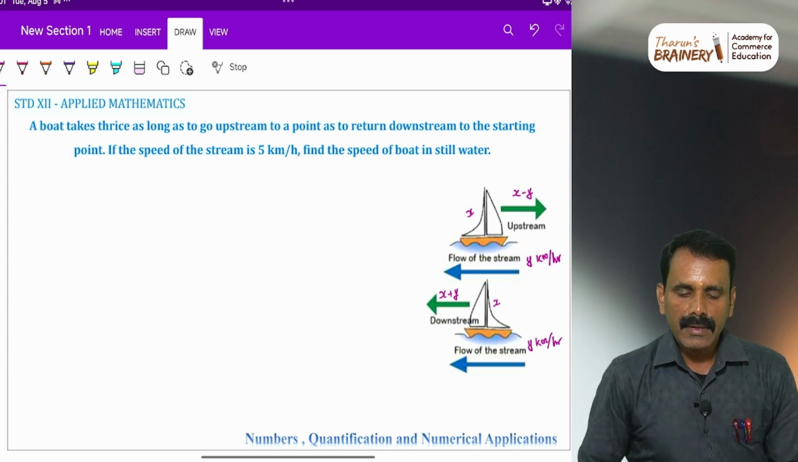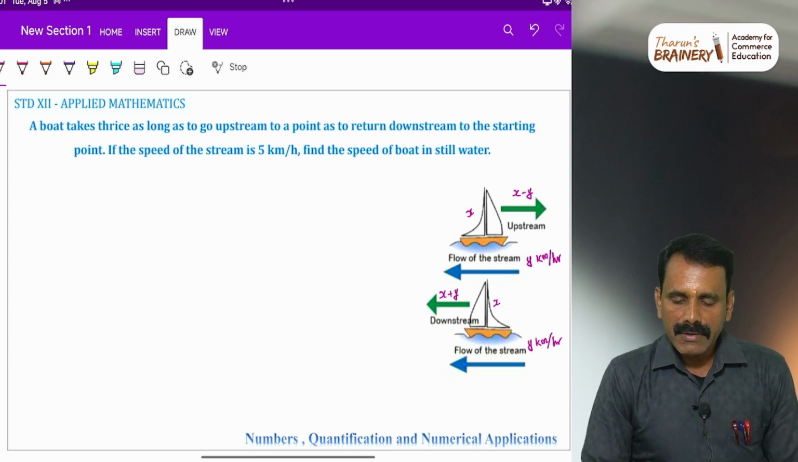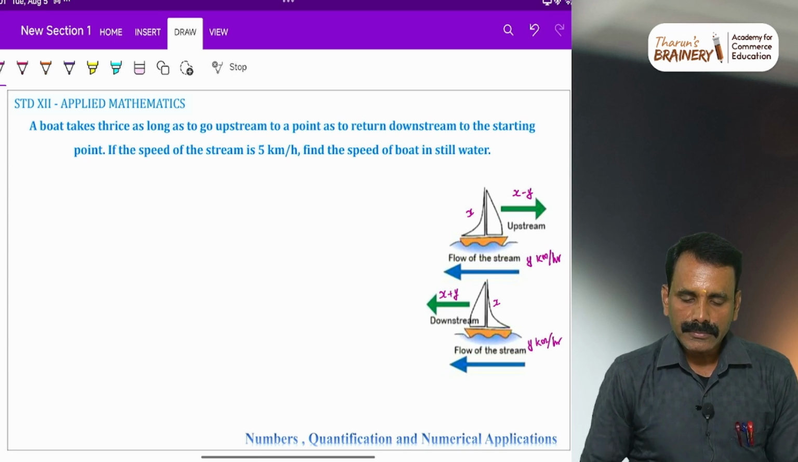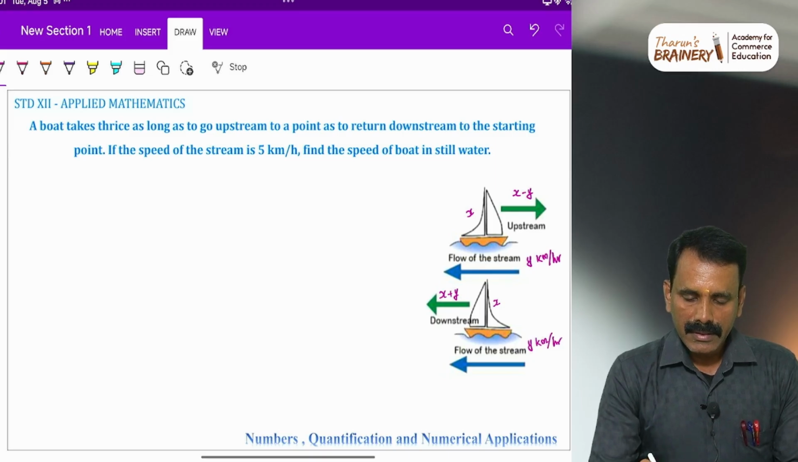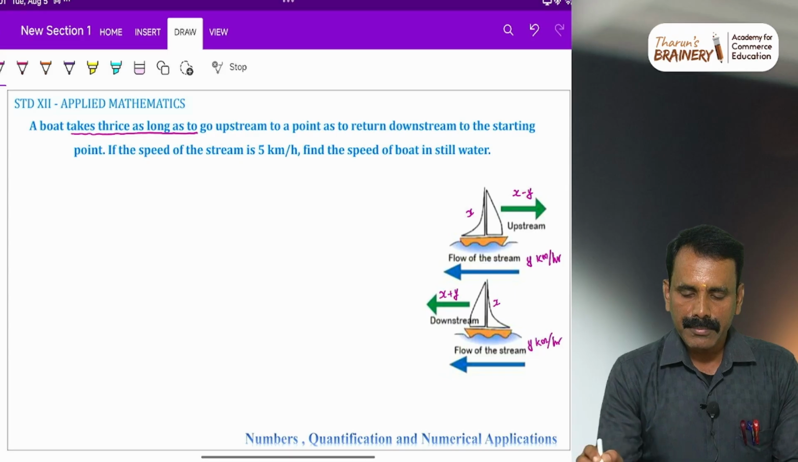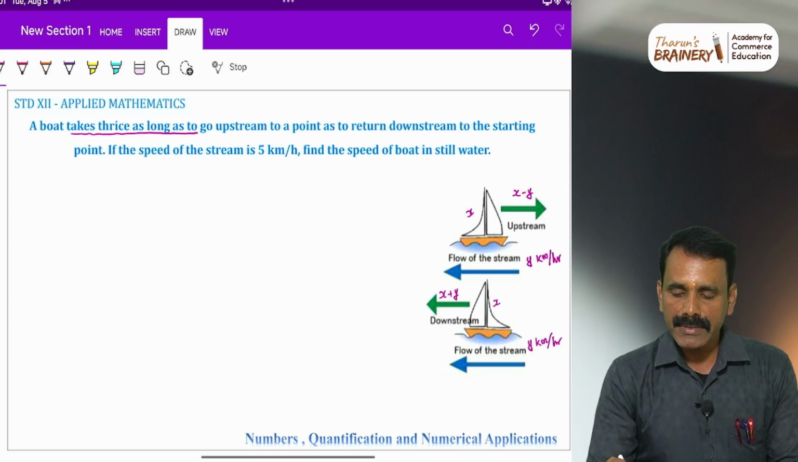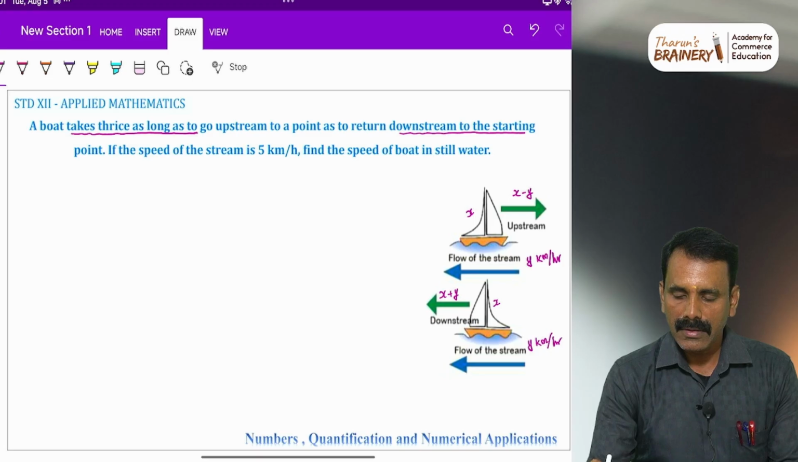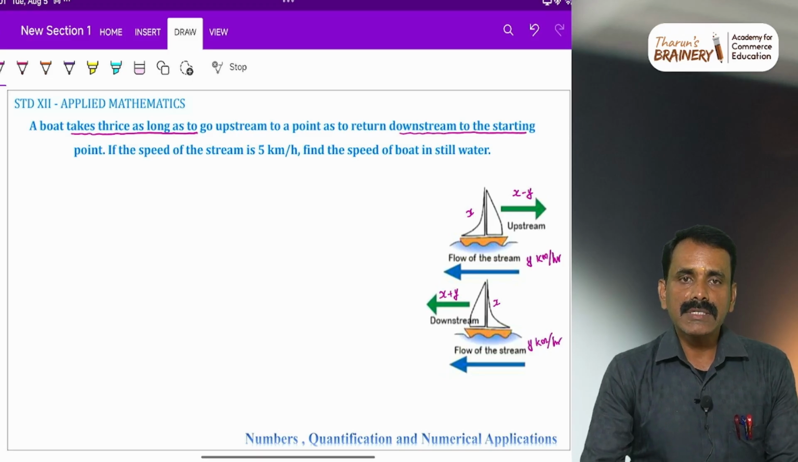And here it is given to us the time taken for the upstream is 3 times the time taken for the downstream travel, keeping the distance traveled same.